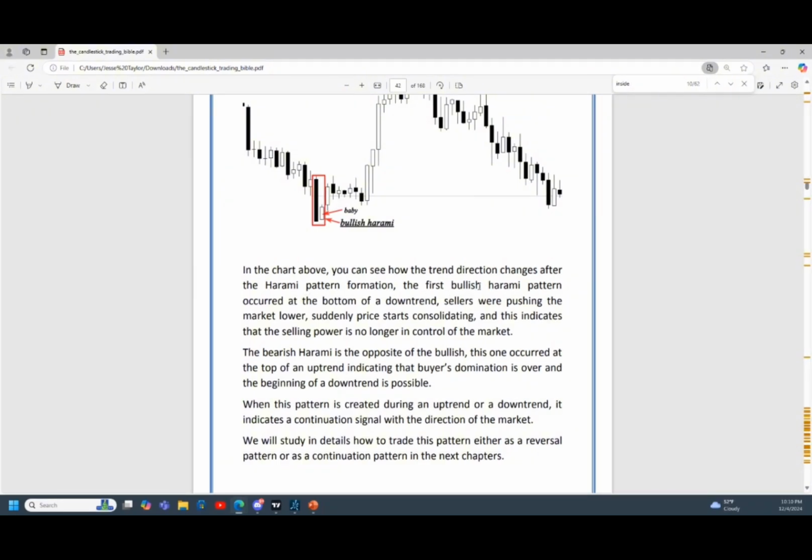Here we go. The first bullish Harami, which is an inside bar pattern, occurred at the bottom of a downtrend. Sellers were pushing the market lower, so when the price starts consolidating, this indicates that the selling power is no longer in control. Boom, that's when it broke above. So you got an inside bar at the bottom of a downtrend.